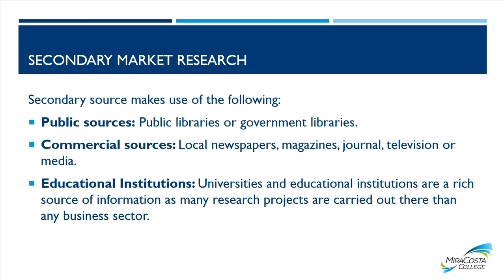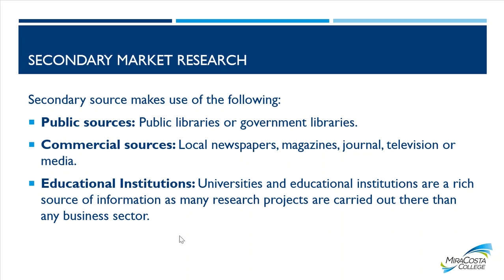Some examples of secondary sources could be public sources such as libraries. These can be either government libraries, public libraries, school libraries, MiraCosta Library. Commercial sources could be local papers, magazines, journals, television, or media. And when I say local papers, this is all online stuff now. No one really has actual physical papers anymore.